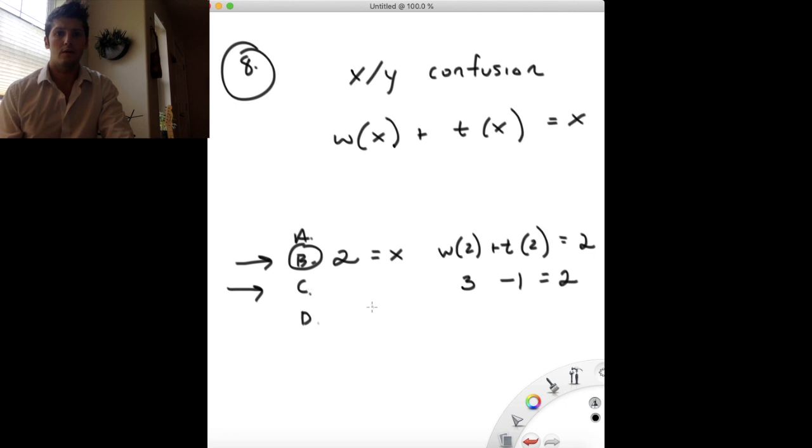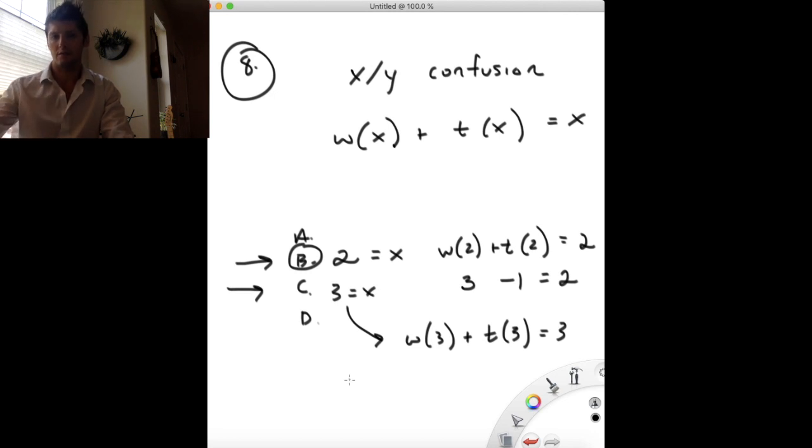So C says 3 equals x. Well, that would mean W of 3 plus T of 3, in order for this to be right, would have to be equal to the x value, which is 3. I know that's confusing. Break it into pieces, though. W of 3 plus T of 3 equals x. So x is, in this case, 3. What's W of 3? Well, when x is 3, W is 4. When x is 3, T is 1. And 4 plus 1 does not equal 3.